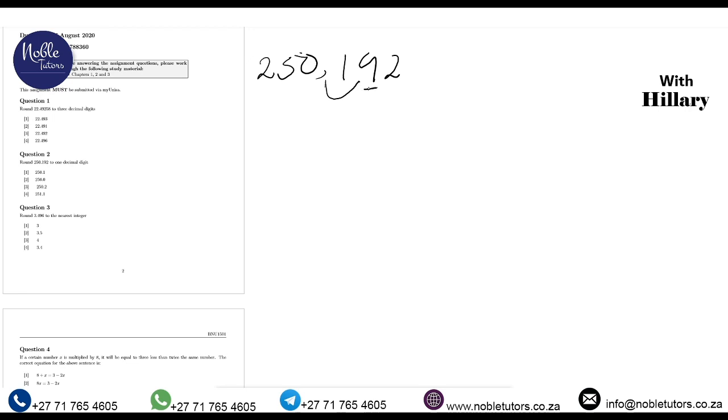Then we look at the following number. Is it between 0 to 4 or 5 to 9? We can see that it is between 5 to 9. So we add 1 on the number that we want. So our final answer will be 250.2, since they say round off to 1 decimal digit. So this will be our final answer.